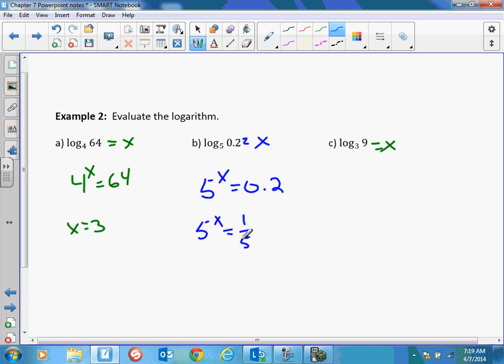So what's the relationship between 5 and 1/5? Well, 5 and 1/5 are reciprocals of each other. How do we get a reciprocal with a power? Well, raising to the -1 power gives us a reciprocal. So we know that x equals -1, because 5 to the -1 gives us 1/5. The last one, 3 to what power gives us 9? That's easy. 3 squared gives us 9, so x equals 2. It'll take some practice getting used to that, but that's how you solve those.